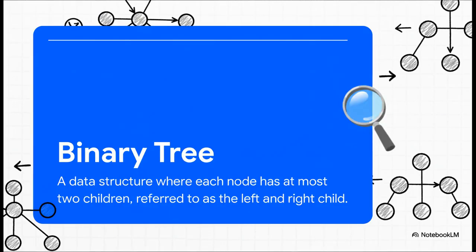Well, at its core, the definition is incredibly simple. It's just a collection of what we call nodes, and there's one golden rule. Every single node can have 0, 1, or the absolute most 2 children. And we always call them the left child and the right child. That's really it. This one simple rule is what gives the binary tree all of its incredible power.